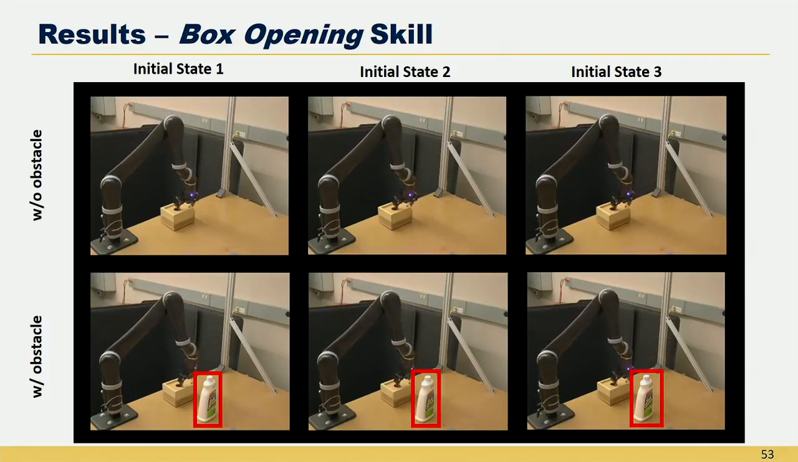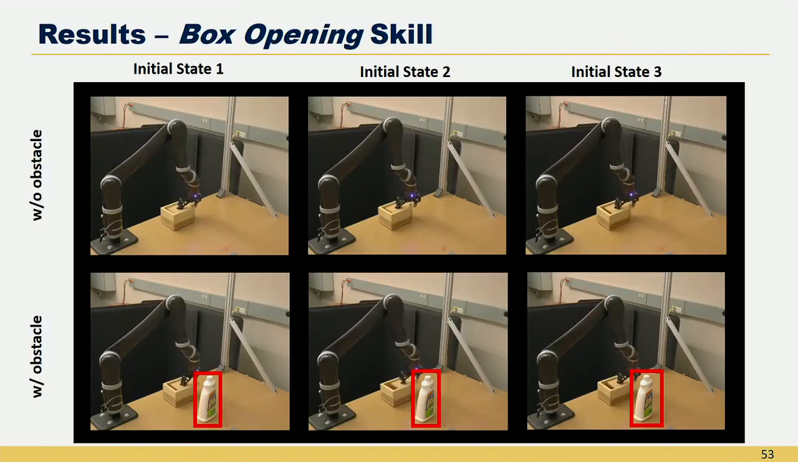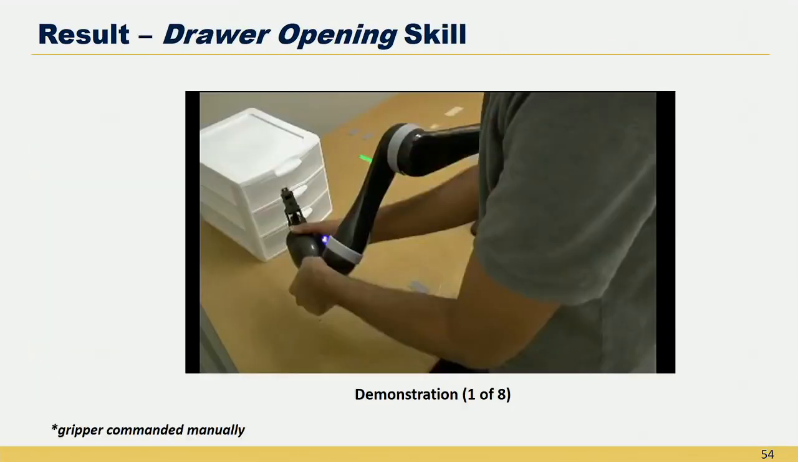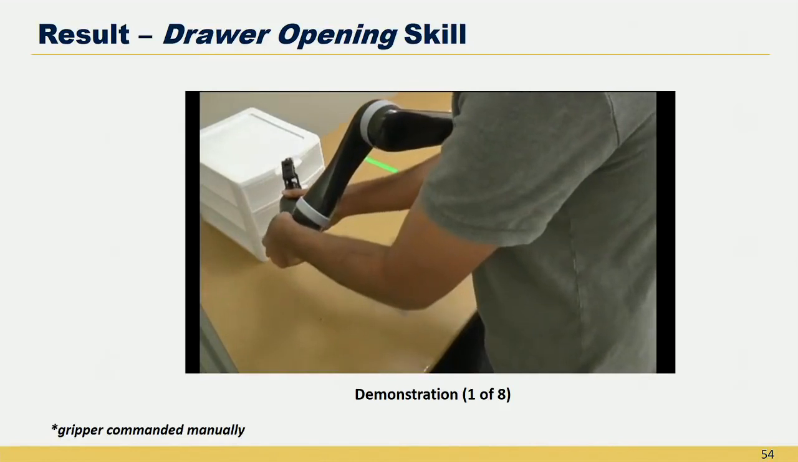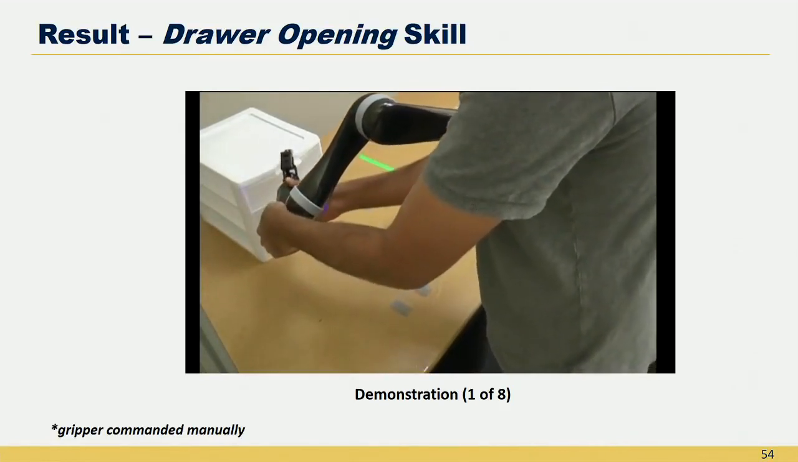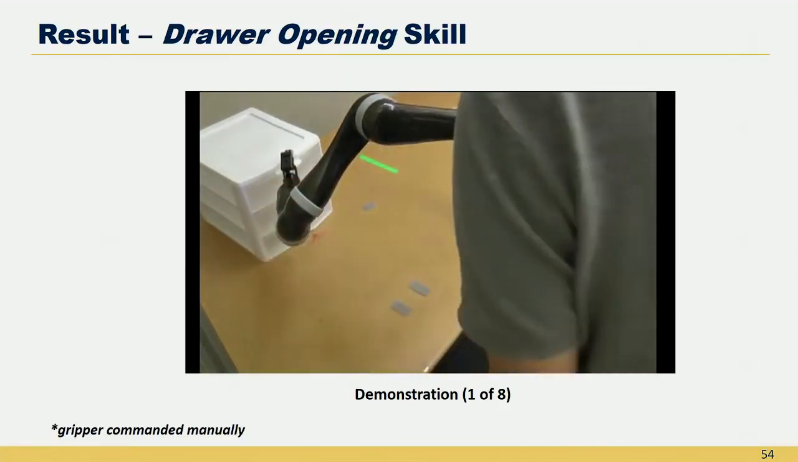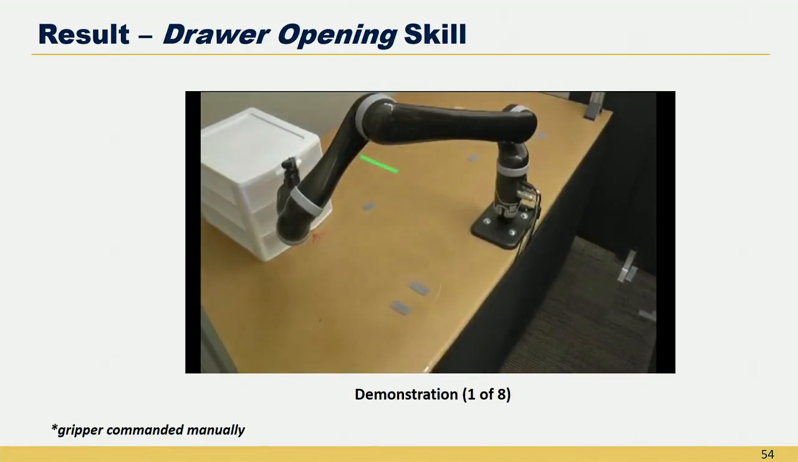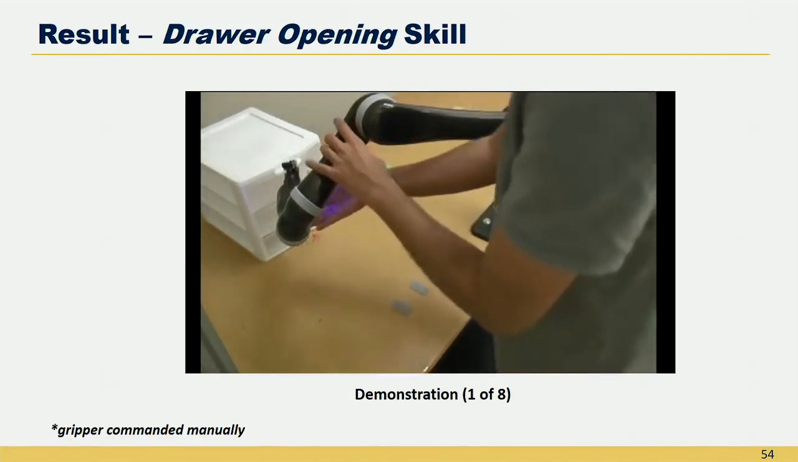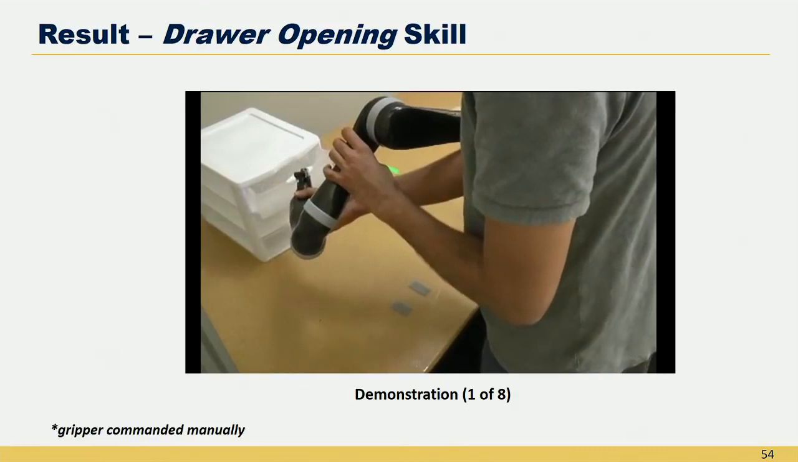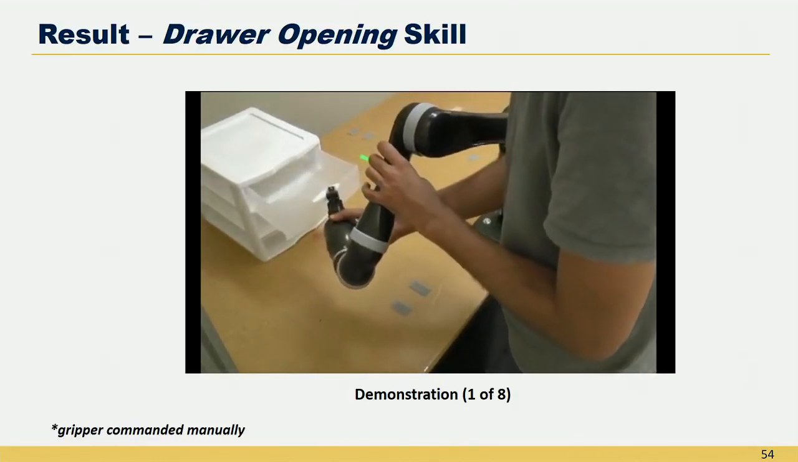So as you can again see, all the trajectories are able to open the box successfully. We also implemented this algorithm, CLAMP, on a drawer opening skill. Here, the human is providing one of the demonstrations, and we provide 8 demonstrations for this particular skill. In the previous case, we provided 6 demonstrations, so the number of demonstrations is quite low. The human opens the drawer by pulling it towards itself.